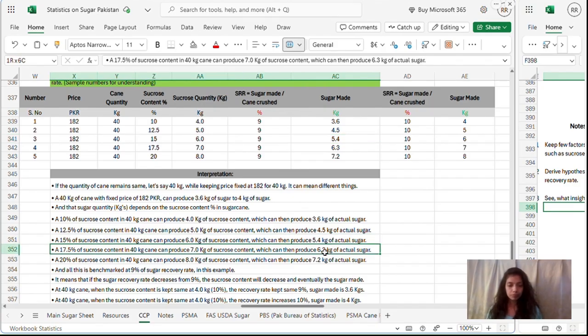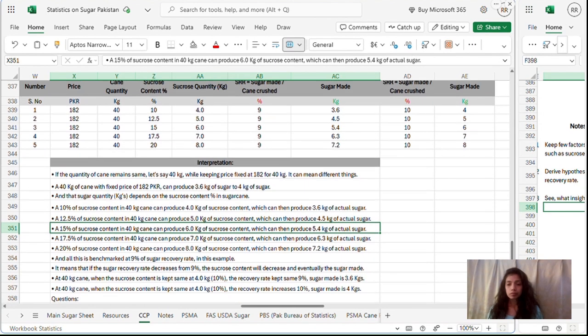Similarly, at 15% sucrose content in 40 kg of sugarcane, the sucrose quantity is 6 kgs, which can then produce 5.4 kg of sugar. Here we have written.